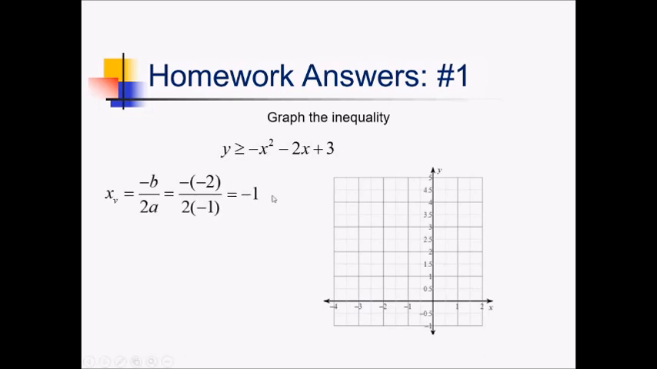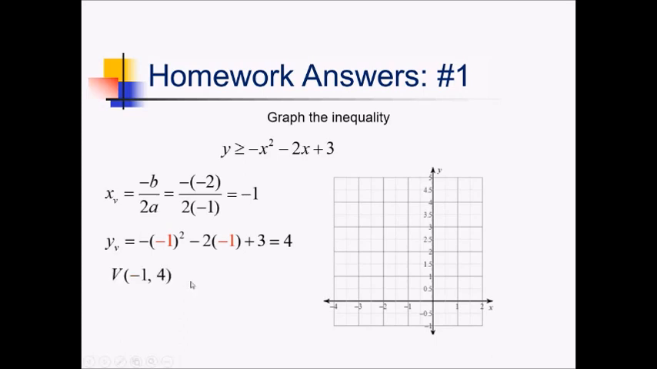To get the y value, let's plug that back into the original expression. So we have negative 1 squared minus 2 times negative 1 plus 3. So this is going to be negative 1 plus 2, which is 1, plus 3, which is 4. So negative 1 comma 4 is our vertex.